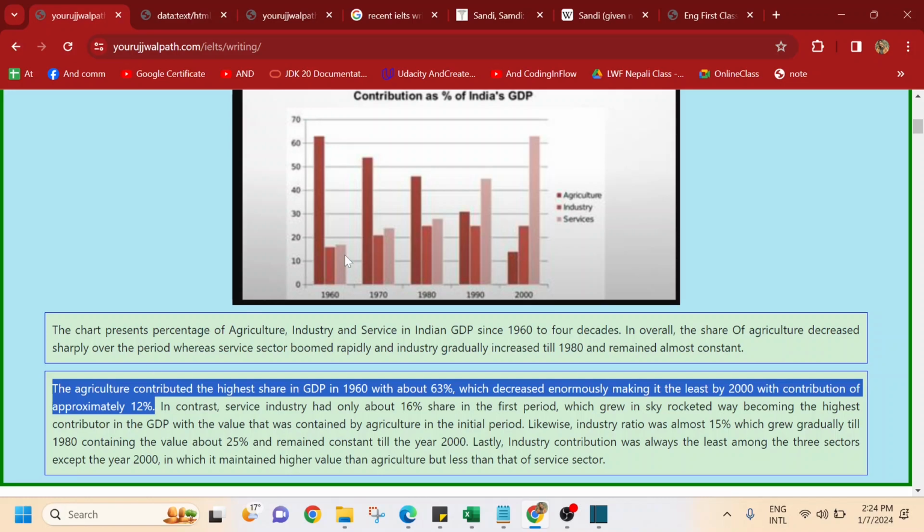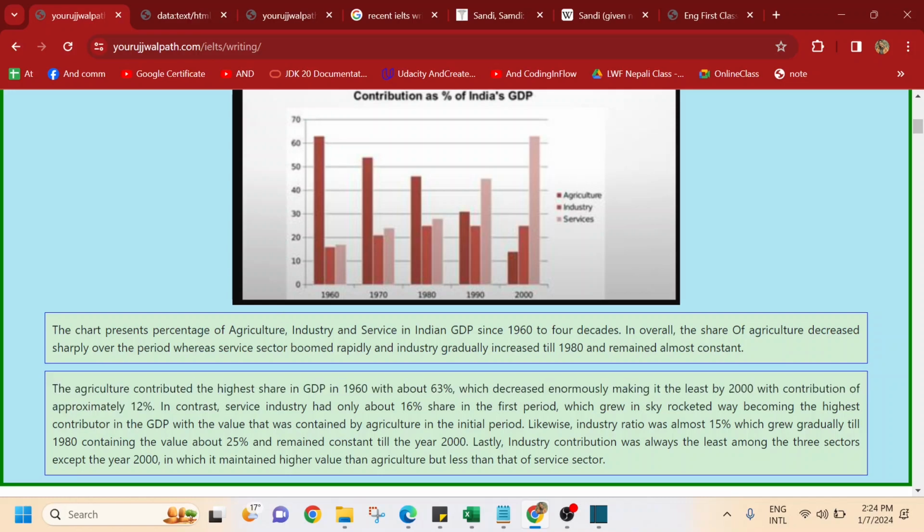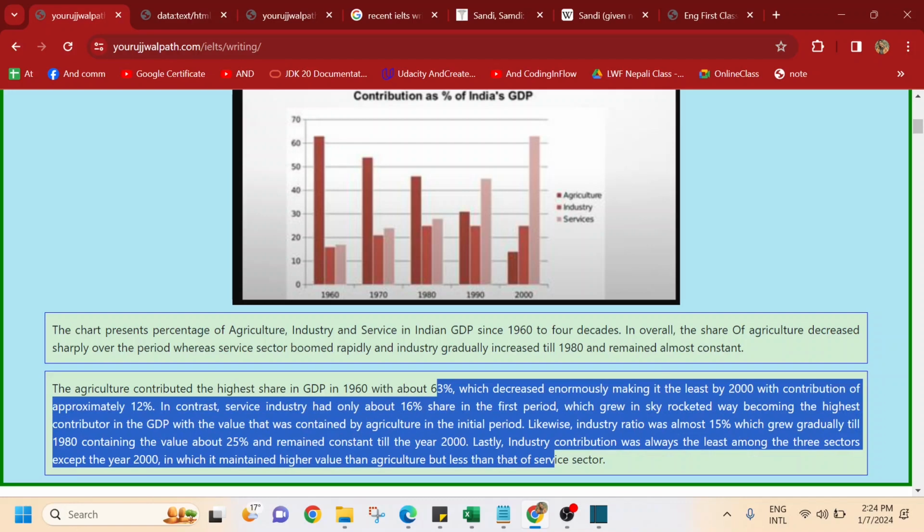And the service sector is exactly opposite, so I'm writing in contrast. These things will be valued in your marking, so try to keep them. The service sector again, its level was something and it started to increase. That has been told over here. Likewise, another addition is talking about the industry with the data. So whenever you are describing the body paragraph, you should give the data.